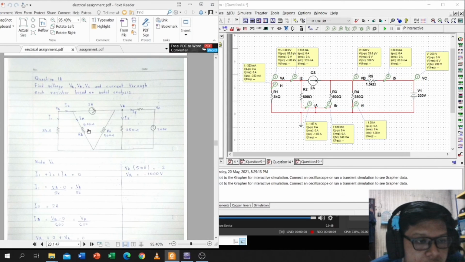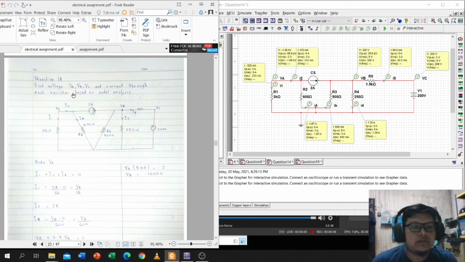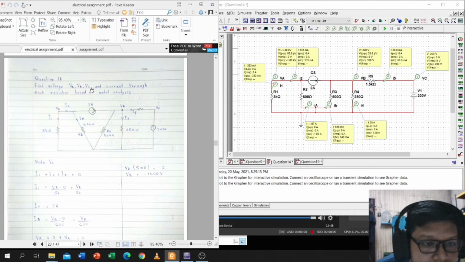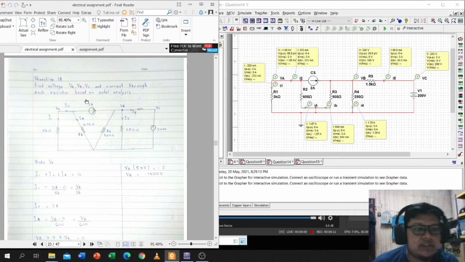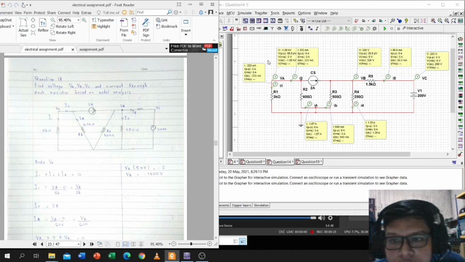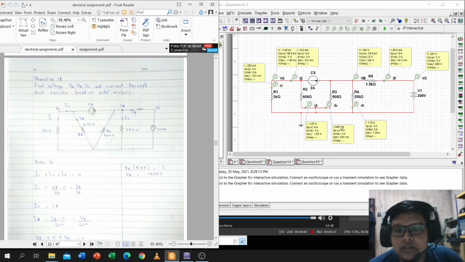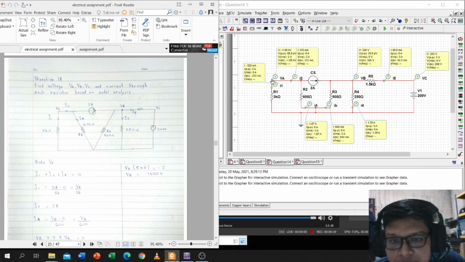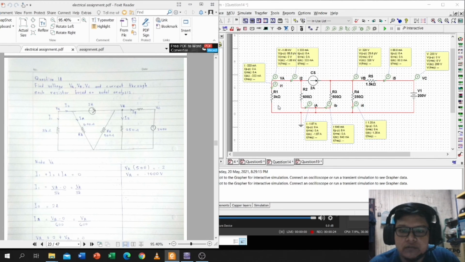And this one is question 14. We need to find the voltage for VA, VB, and VC, and the current through each resistor based on the analysis. So this is the result for the simulation here: the VA, VB, VC, and the current through each resistor here.